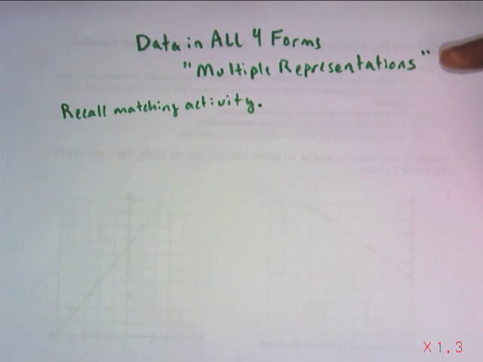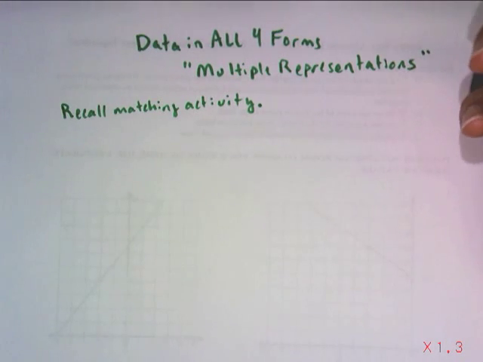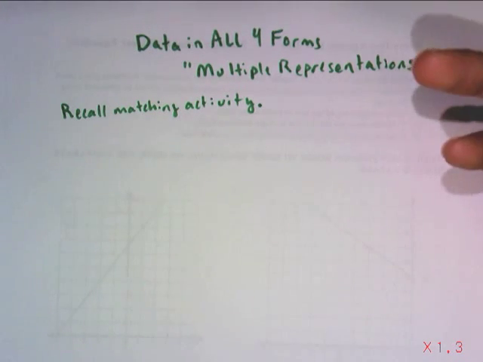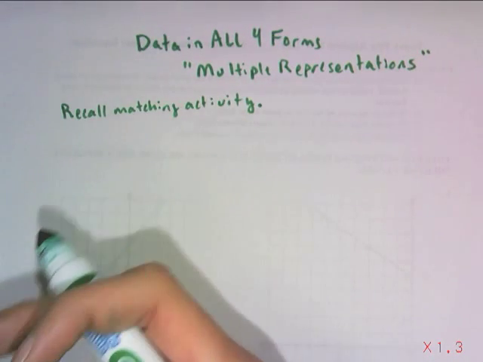Okay, today's video should be pretty quick because we've already sort of done all this stuff. Now it's just putting it all together and finding ways that we can connect data in four forms. What this is also known as is called multiple representation.